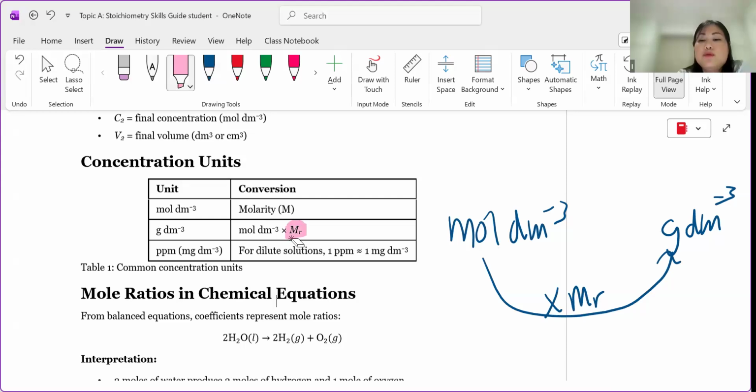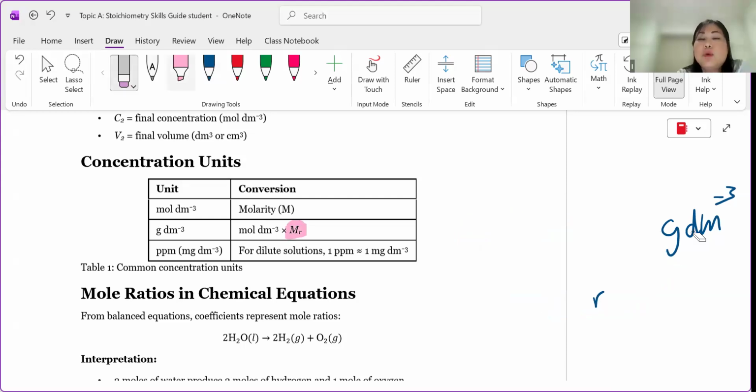Another common unit that we use for concentration is called ppm, parts per million. Parts per million means that if I have 1 million parts of something, only one part is the chemical. Like for 1 million parts of water, only one part is the chemical. So it's very, very diluted.